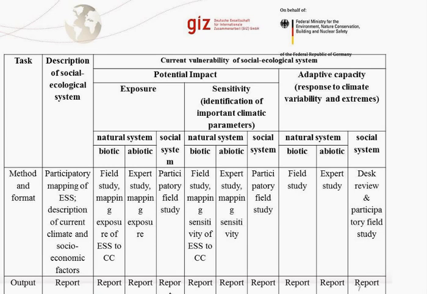But here you see, for example, assessment of current vulnerability. We then divided it into exposure, sensitivity and adaptive capacity, and always looking from the natural system side into biotic and abiotic. And this division between biotic and abiotic is mainly due to this specific partner structure we had.